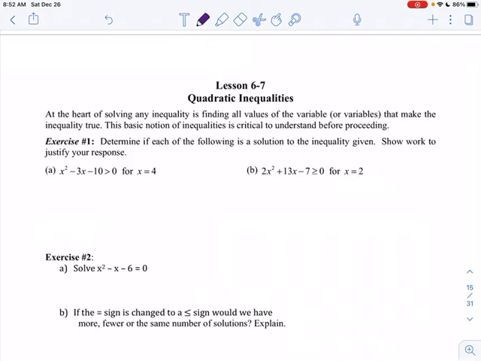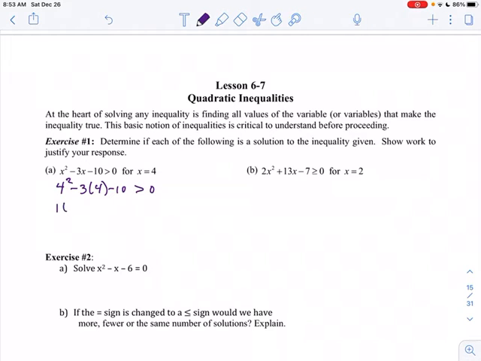Alright, so just to make sure we understand inequalities in general, I have this inequality in exercise 1: x squared minus 3x minus 10 is greater than 0. I want to test it out to see when x is 4, is that a solution or not? So I'm just substituting in 4: 4 squared minus 3 times 4 minus 10, and I want to see if that's greater than 0.